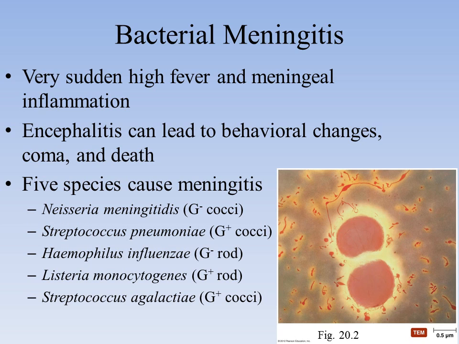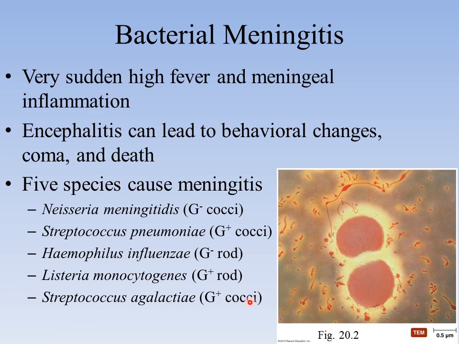Also, Streptococcus pneumoniae can cause meningitis. So Streptococcus is a gram-positive cocci. Haemophilus influenzae does not cause influenza, although it was named after that because it was thought to be the cause, but it's not. As we know, influenza is caused by a virus. Haemophilus influenzae is a gram-negative rod. And also Listeria monocytogenes, which will cause a foodborne type of meningitis, is a gram-positive rod. And then last but not least, we have Streptococcus agalactiae, which is also a gram-positive cocci.